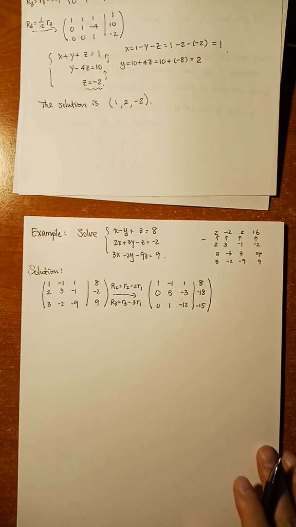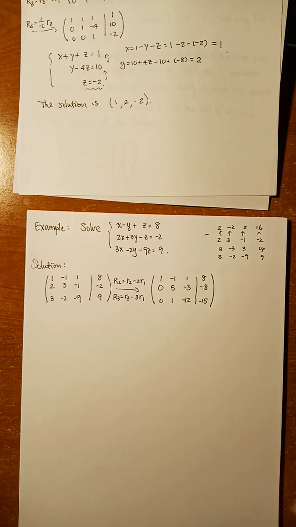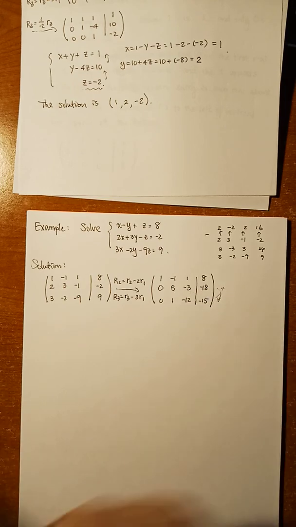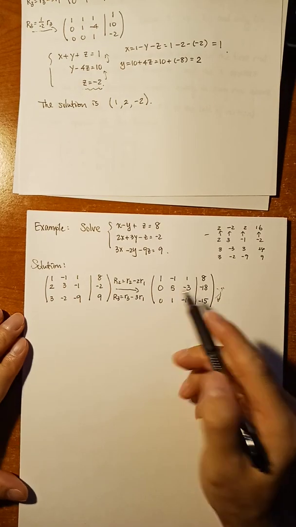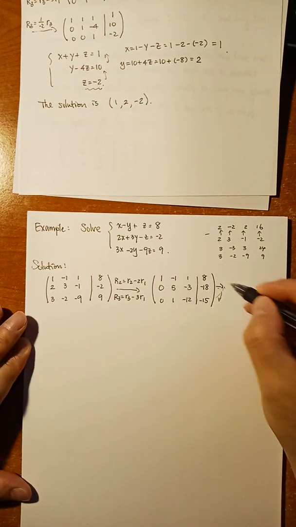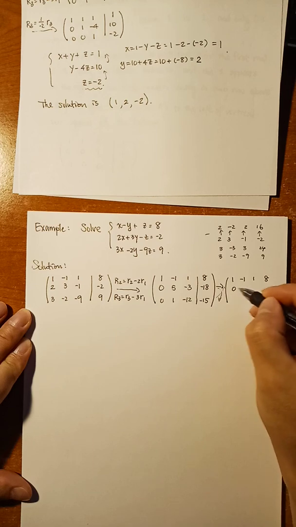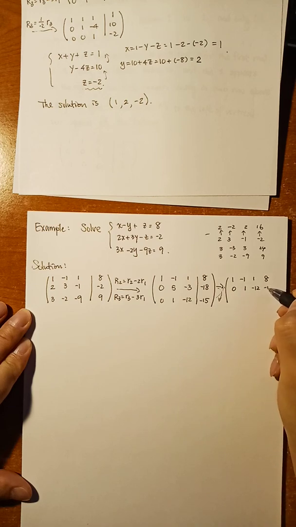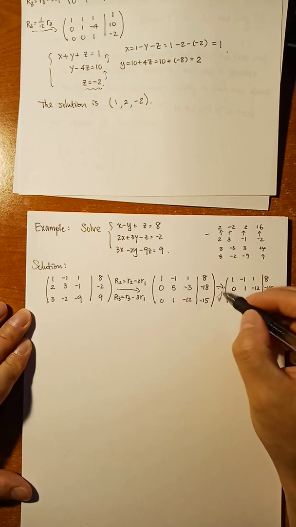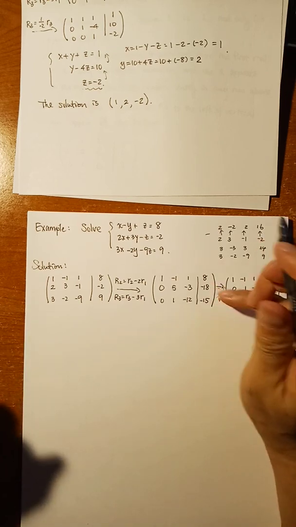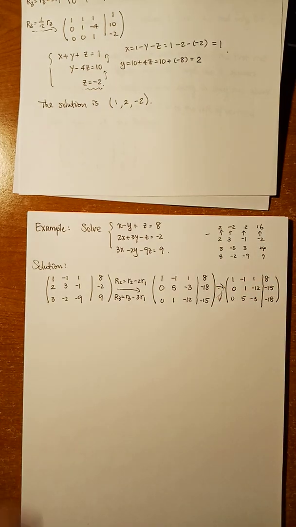Okay, so next I'm going to exchange these two rows because I want this number 1 here. So exchange it, we get 1, negative 1, 1, 8. 0, 1, negative 12, negative 15. Be careful, there's a vertical bar. 0, 5, negative 3, negative 18. You have to move all the rows down. Exchange all the rows, including the right numbers.